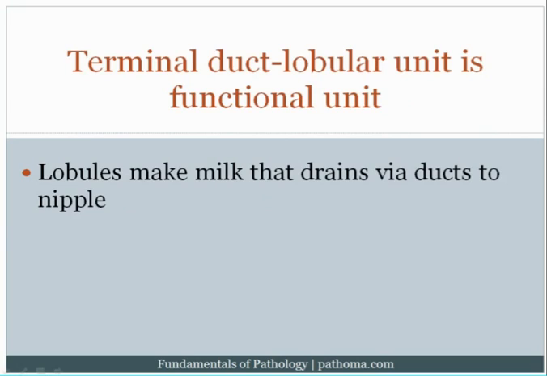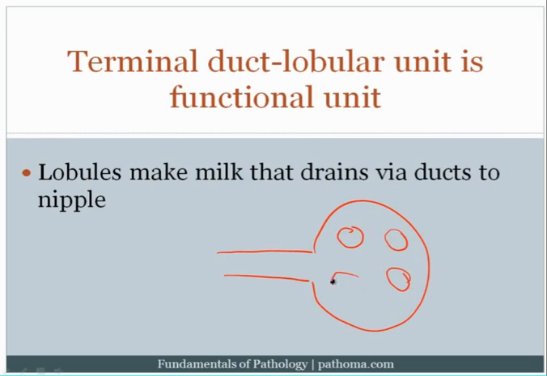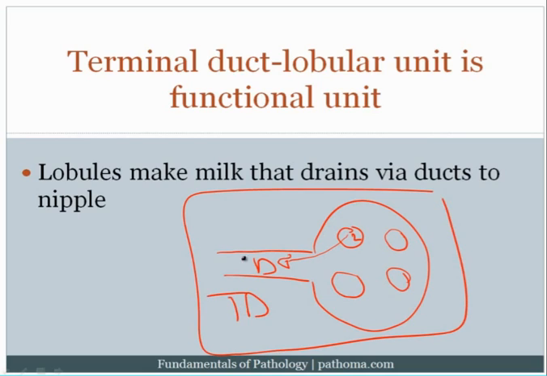Now, the functional unit of the breast histologically is called the terminal duct lobular unit. And the idea here is that you've got this duct, and this duct feeds into something called a lobule, and the lobule contains these little glandular spaces, and these little glandular spaces are what make milk. So this is the lobule, and this is the duct. It's the job of the lobule to make milk, and then it's the job of the duct to drain that milk out to the nipple. And this functional unit, this entire thing, this is the terminal duct, the very end of the duct, and this is the lobule. So that's called the TDLU, or the terminal duct lobular unit.